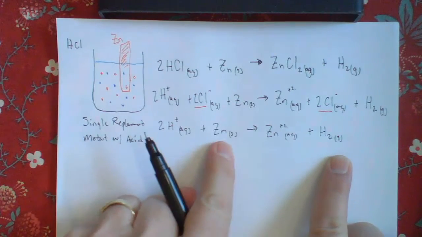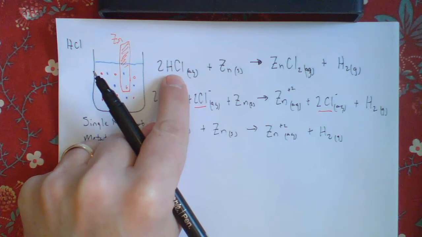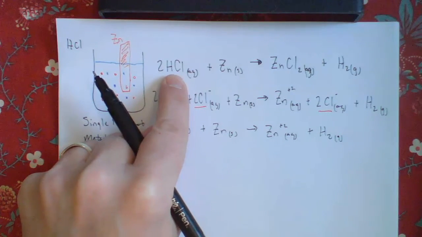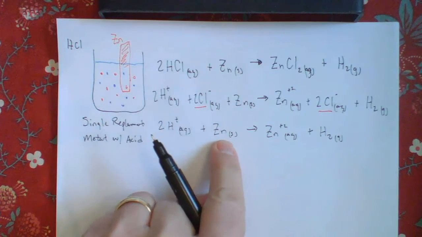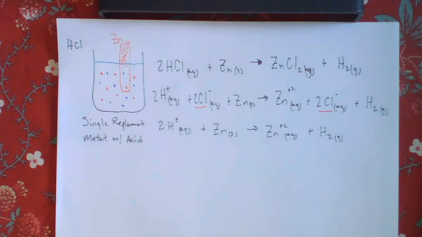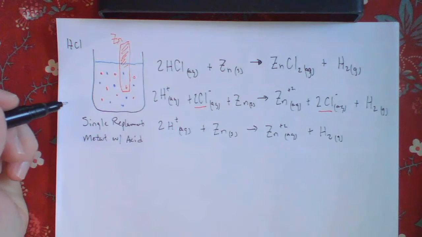So the reality is, it didn't matter whether I used hydrochloric acid or sulfuric acid or carbonic acid or acetic acid, the base part of that acid really was not going to be something that I was going to be concerned about. So that's how we go through and look at what happens when it's a single replacement reaction with a metal.